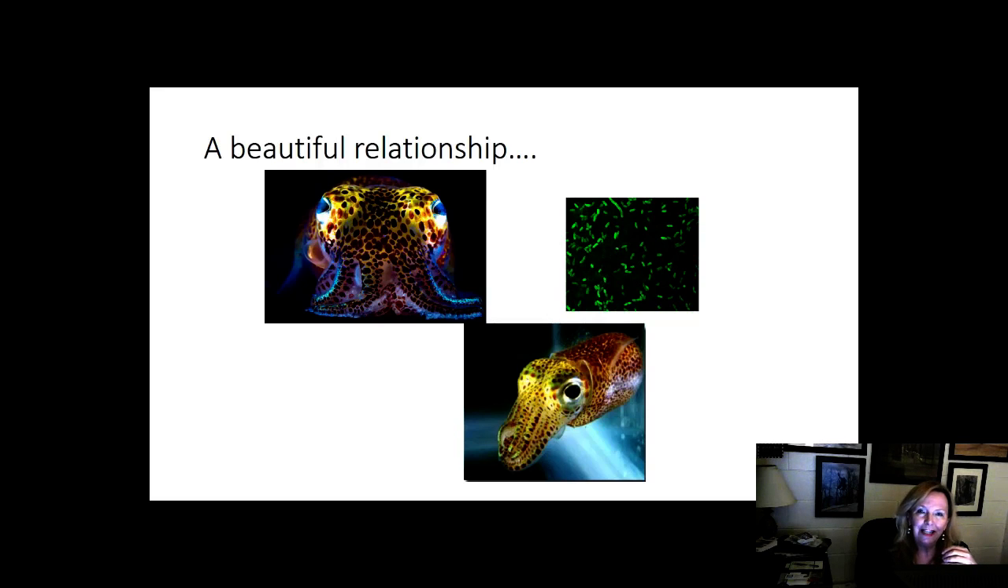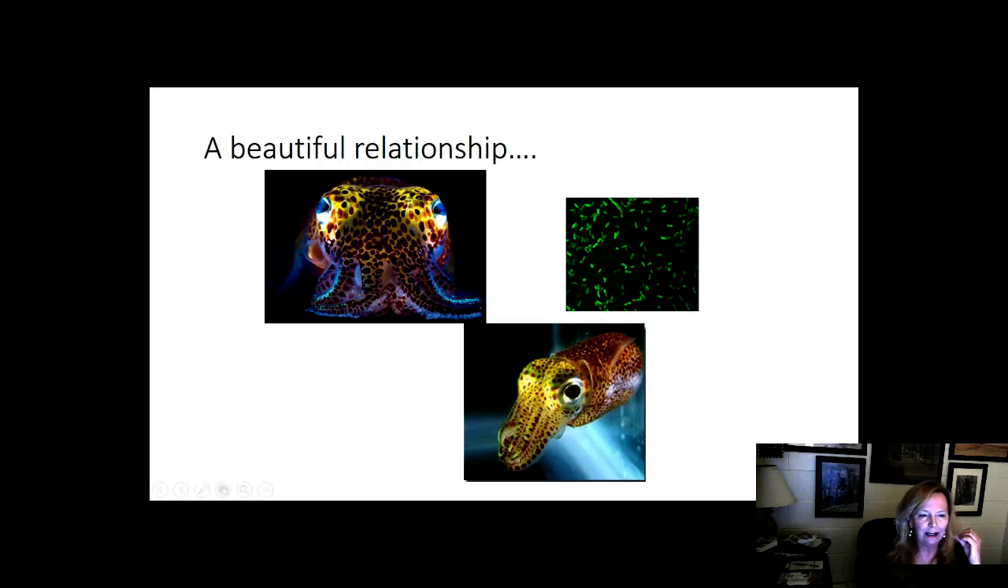I wanted to give you an example of how we know that this communication between microbes happens, not just within their own species, but between species. It's actually referred to as quorum sensing. Let me explain what happens.